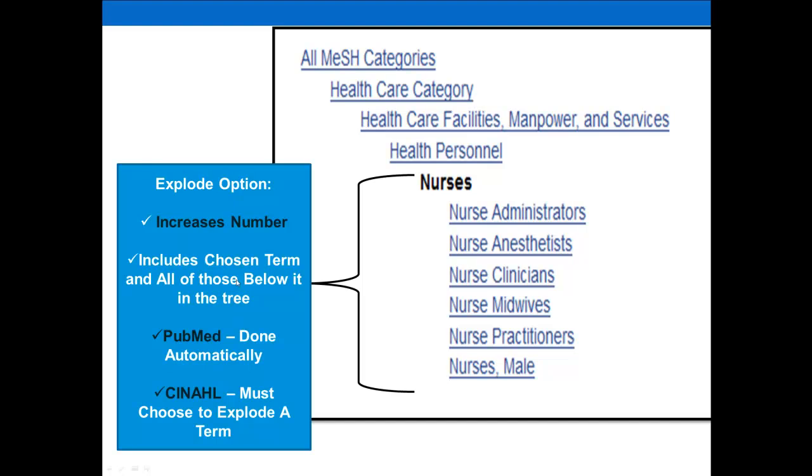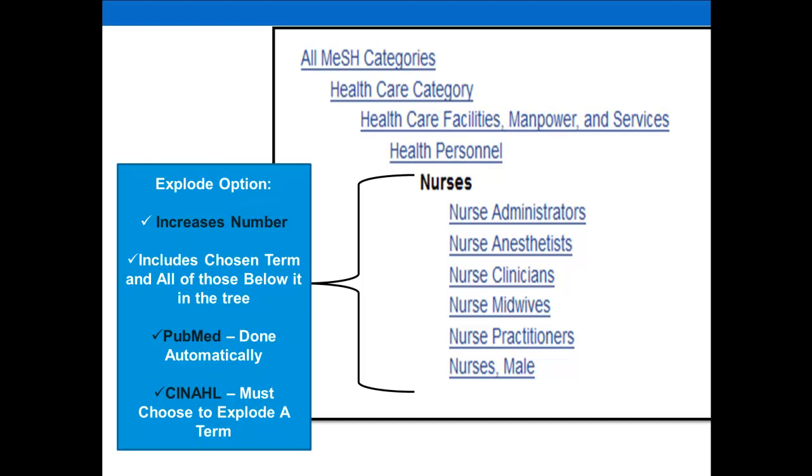Because what exploding does in a database is it forces the database to not only look for your designated subject heading, like in this case nurses, but it will also search the subject heading field for any of the more specific terms that fall below it in the tree. So in other words, it would not only look for nurses, but nurse administrators, nurse clinicians, nurse practitioners. It would look for all of these to increase the number of articles you get. Now, another reason you might want to do this, other than just increasing the number of articles, is it's also a way to ensure that you are getting all of the articles on a given topic.